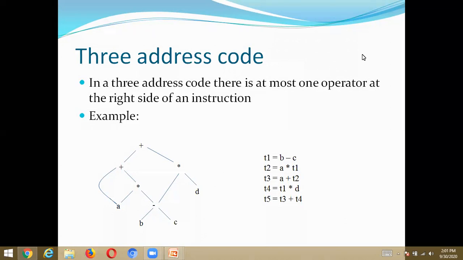And as already explained, here in the slide it consists of a DAG representation, and T1 is equal to B minus C, T2 is equal to A into T1, T3 is equal to A plus T2, T4 is equal to T1 into D, T5 is equal to T3 plus T4. These are all the temporary names that are generated by the compiler.